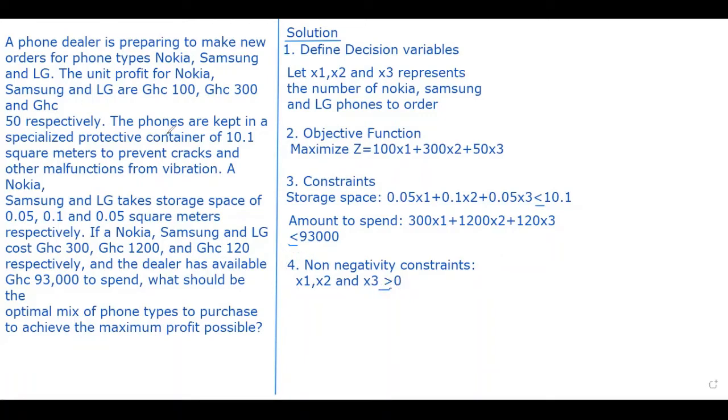We get it. Either you don't order some phones at all, like you don't order for Nokia, you don't order for Samsung, you don't order for LG, or you order more than 0: 1, 2, 3 phones. You cannot order negative phones. I'm ordering negative 4 phones? It is not possible. So that's how we go by it manually.